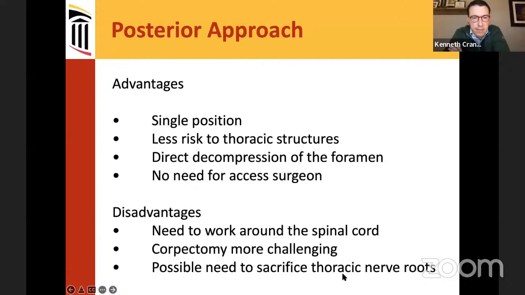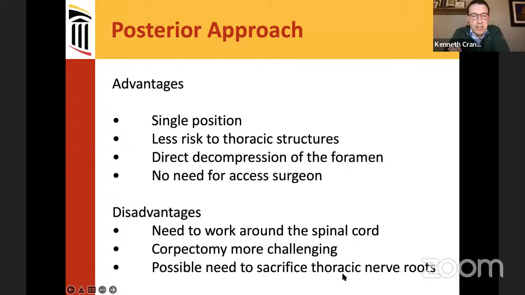And of course, there are some spine surgeons out there that may feel comfortable doing their own transthoracic approach. But I personally don't, so I would use an access surgeon, which of course just adds more complexity to the case. The main disadvantage to a posterior approach is obviously you need to work around the spinal cord.